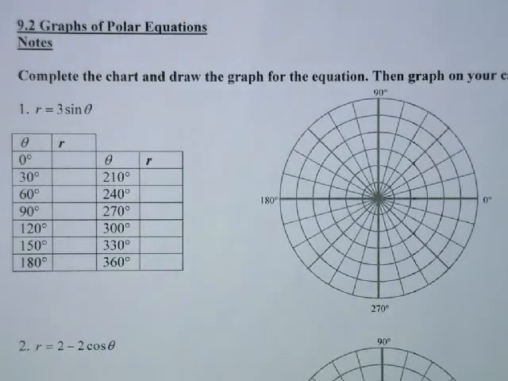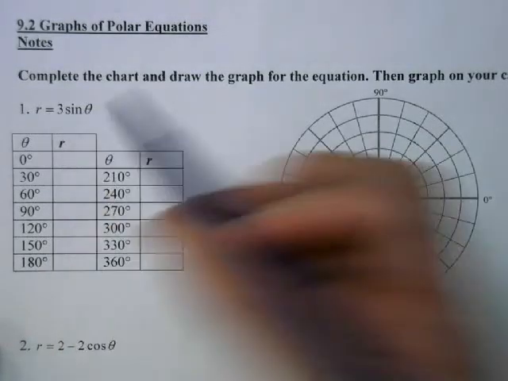Today we're going to be talking about the graphs of different polar equations. Polar opens up a lot of things that we can't necessarily do in rectangular equations or function equations. The first one we're going to graph is r equals 3 sine theta.